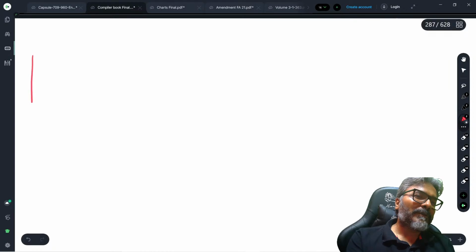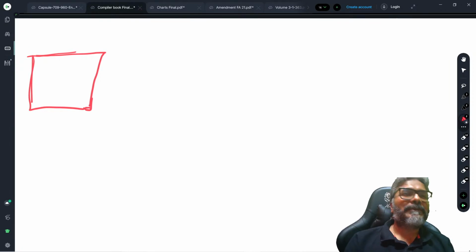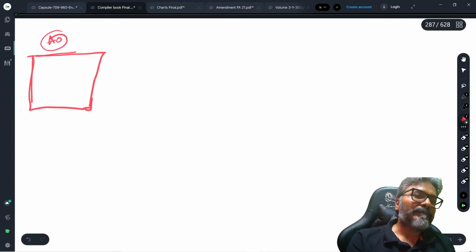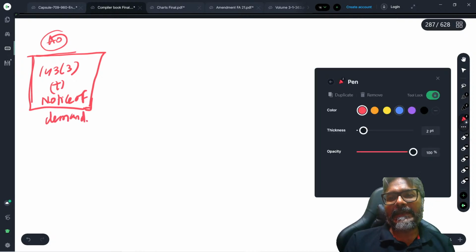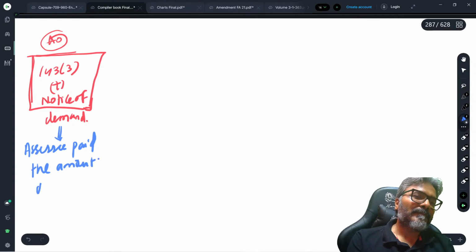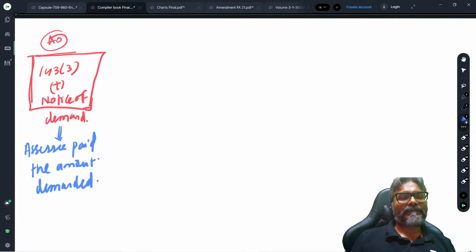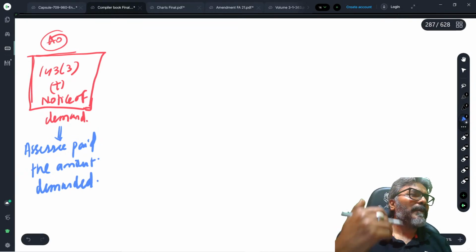What has happened was this, students: there was an order that was being passed, by the assessing officer, obviously. Here, there was a 143 order, plus, students, there was a notice of demand. Now, in this case, the assessee has paid the amount demanded. Whatever was the amount that was being demanded, he made the payment.